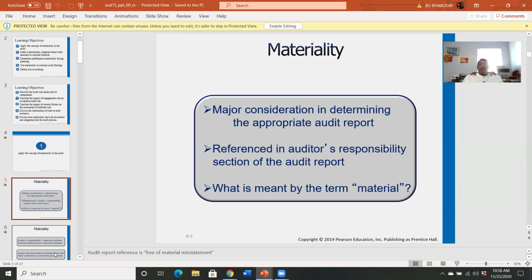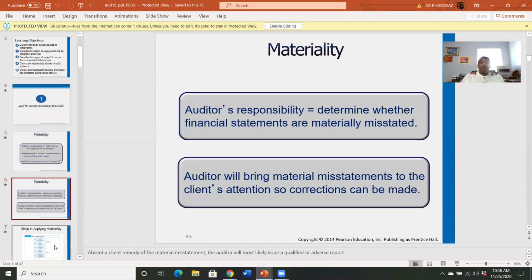So what are the major considerations in determining the appropriate audit report? Reference the auditor responsibility section of the audit report. What is meant by the term materiality? Again, materiality is important enough to influence or to affect the user decision. What are the auditor's responsibilities in regards to materiality? The auditor's responsibility is to determine whether financial statements are materially misstated. The auditor will bring material misstatements to the client's attention so corrections can be made.